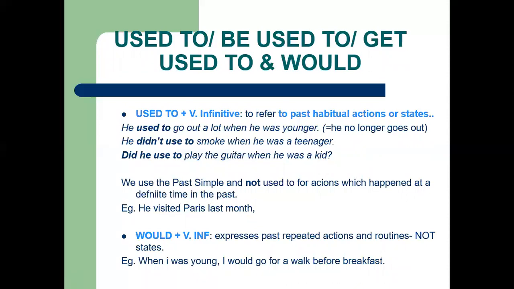And now we pass on to used to, be used to, and would. We discussed it before, but this is important. Used to is followed by the infinitive form, to express past habits. You can express states or actions. So you can say he used to be, it's a state because it's the verb to be. He used to be very hardworking when he was a teenager.